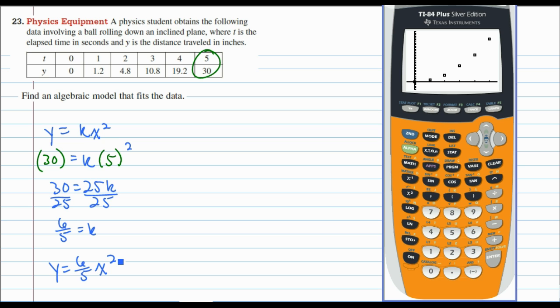Now, the question only tells us to find an algebraic model that fits the data. But man, I am so close to checking my work on my calculator and making sure I am right that I'm going to go that step. I'm going to do this. 6 divided by 5 x squared. Graph. Look at that, another 10 seconds of my time, and I absolutely know that I am right.